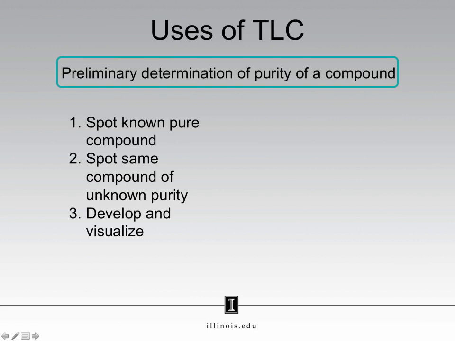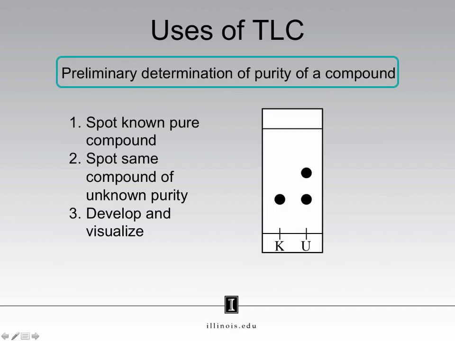One use of TLC is to do a preliminary determination of the purity of a compound. To do this kind of analysis, you will compare your sample of compound of unknown purity to a sample of the same compound that you know is pure. There are two possible results. Here on this TLC plate, I have two lanes, one labeled K and one labeled U. The lane labeled K is where I spotted my known pure sample of compound. The lane labeled U is where I spotted my compound of unknown purity.